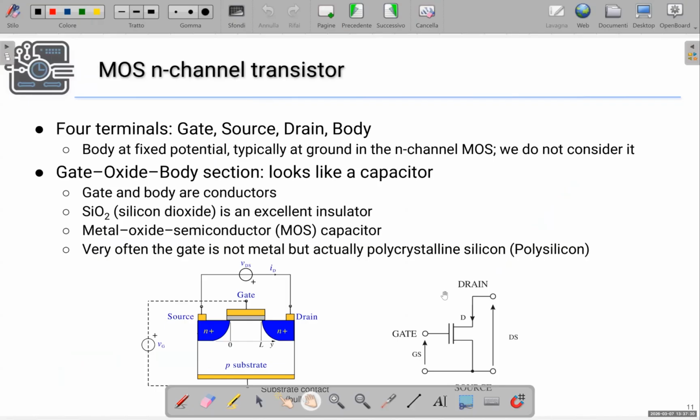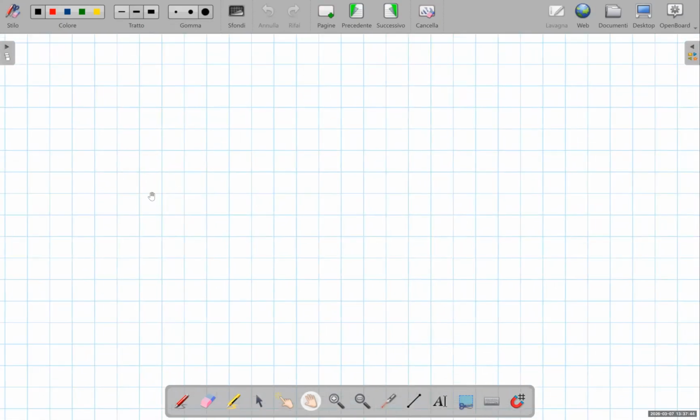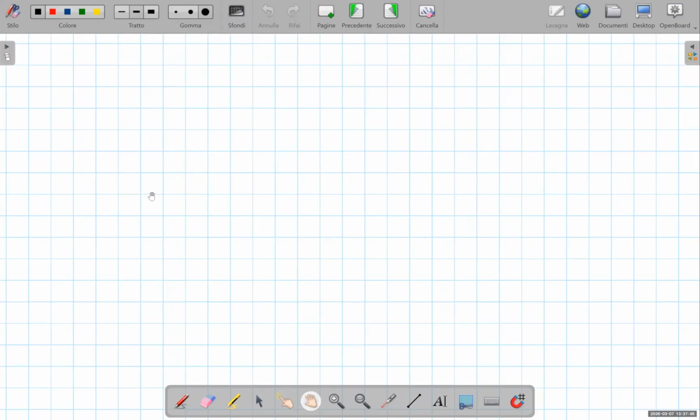Actually, these junctions are the key elements exploited in more complex devices, the MOS N-type and P-type transistors, which are the key components used as voltage-controlled switches in digital integrated circuits. Let's discuss in detail the structure of an N-type MOS transistor.